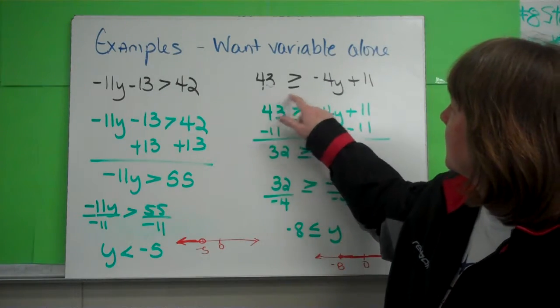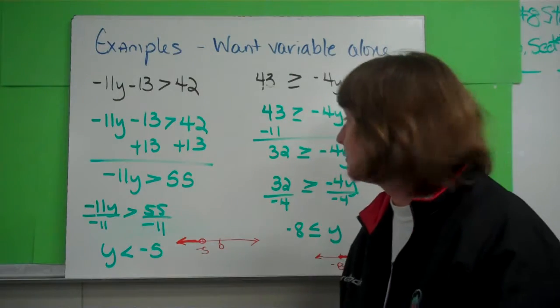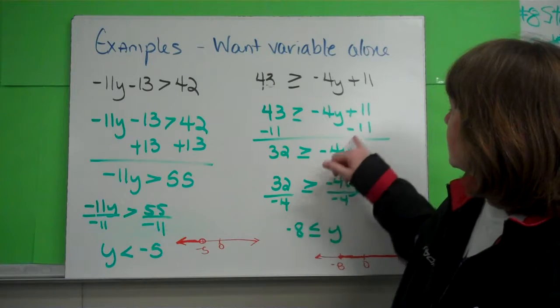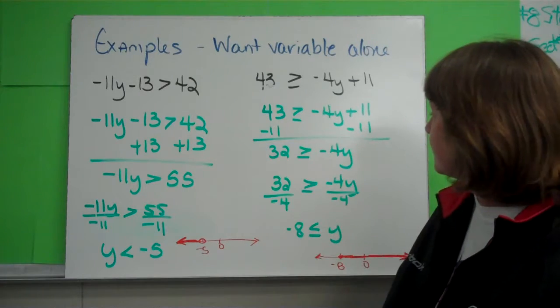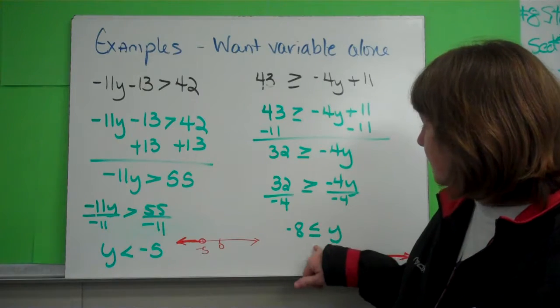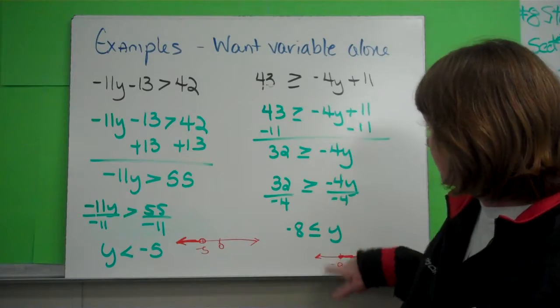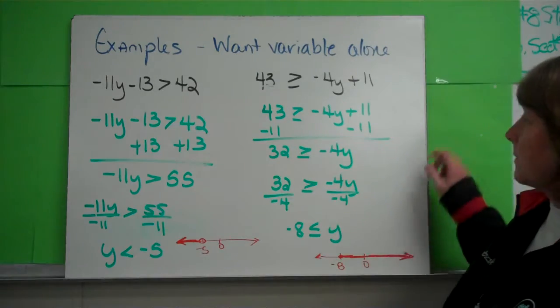Here we have 43 is greater than or equal to negative 4y plus 11. We have to undo it, get the y by itself. So let's subtract 11 from both sides. Then we have to divide by negative 4, change the sign of the inequality, and we end up with negative 8 is less than or equal to y, and if we were to graph it, it would look like this.